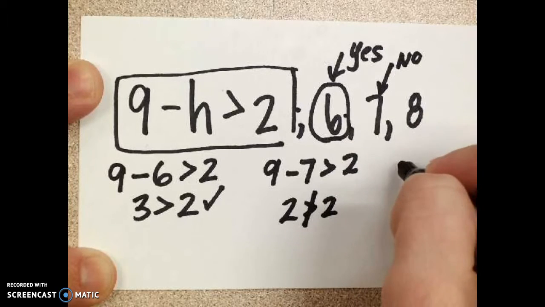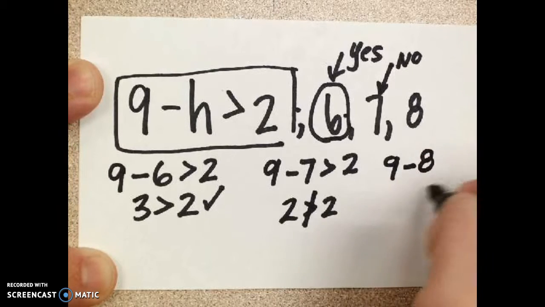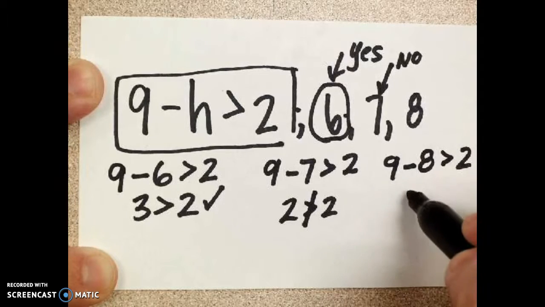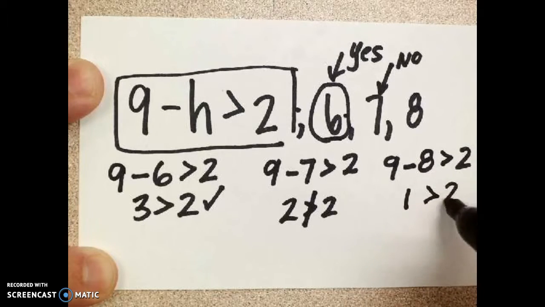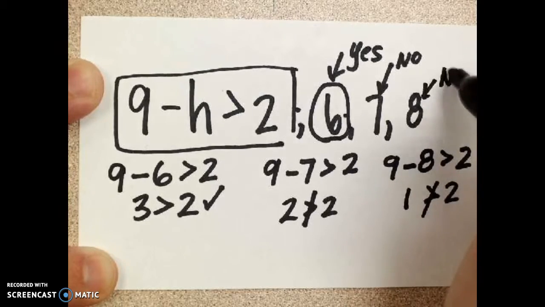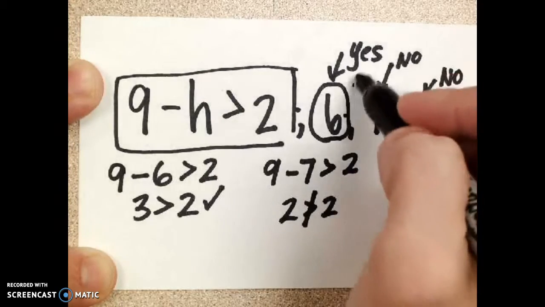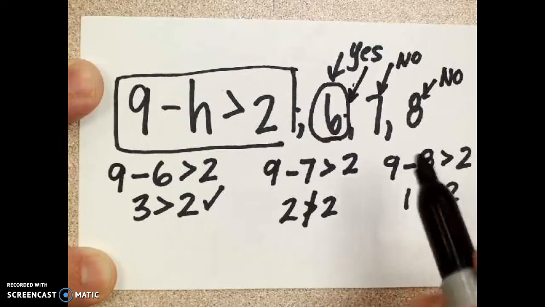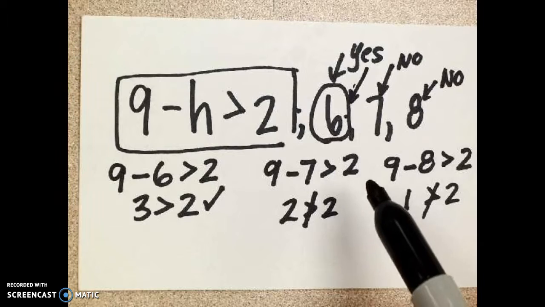Well, we know if 7 is too big, do you think that 8 would work? Let's try it out. 9 minus 8. Is that greater than 2? Well, 9 minus 8 is just 1. So is 1 greater than 2? Absolutely not. So let's see here. No, the only solution here is 6 then to our problem. Of the numbers that they gave us, of course.